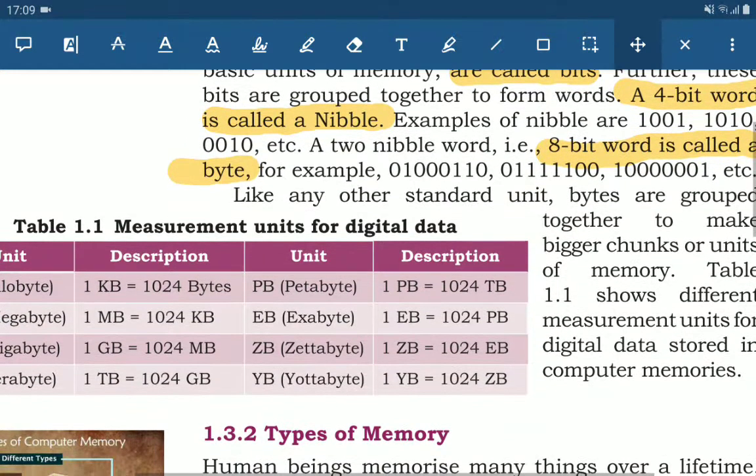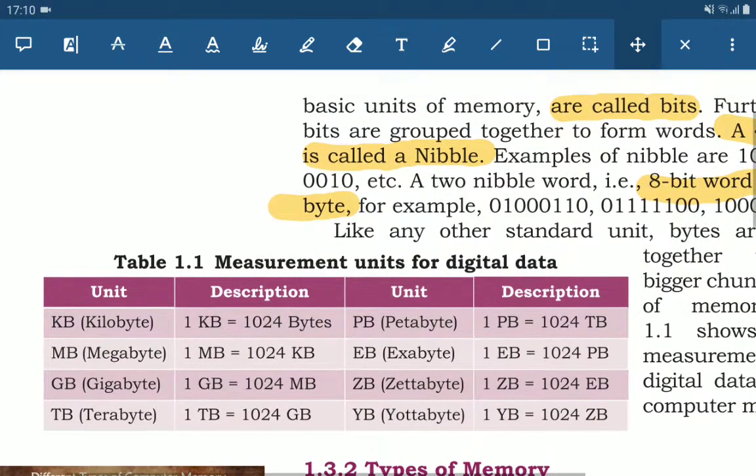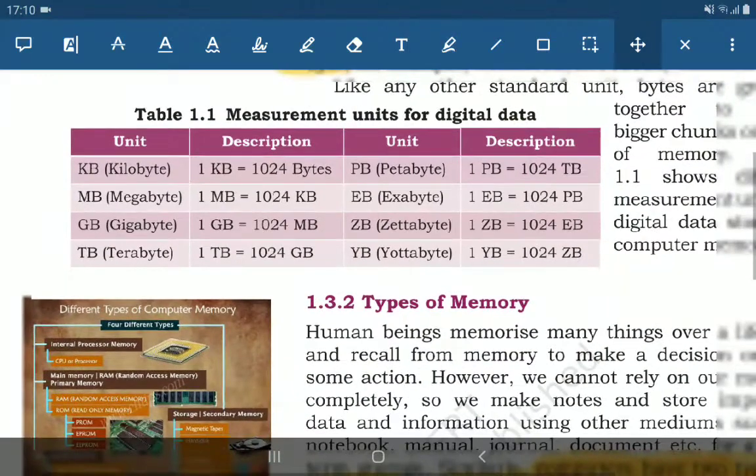So here you can see in this table that the units of memory are given with their descriptions, like KB, that is kilobyte, megabyte, gigabyte, terabyte, petabyte. All the memory units are given with the description. Fine. So next we will talk about the types of memory.